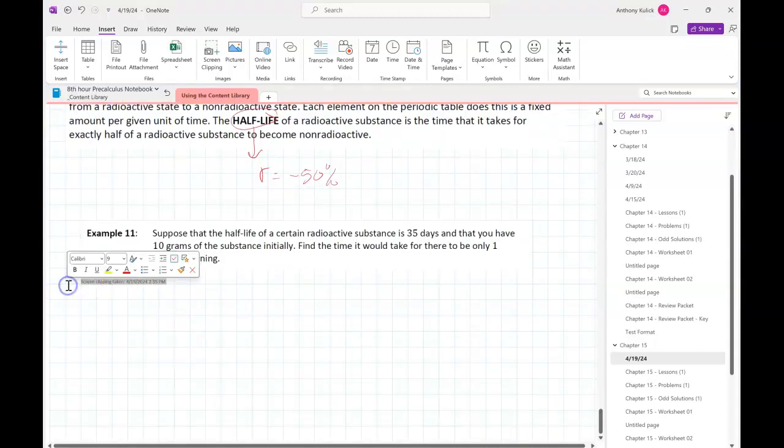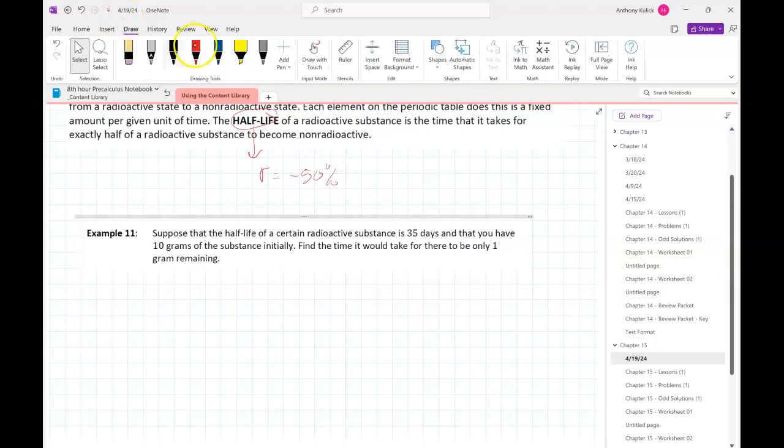Suppose that the half-life of a certain radioactive substance is 35 days and that you have 10 grams of the substance initially. That's our P naught. Find the time that it would take for only 1 gram remaining. So again, step 1, write my equation.